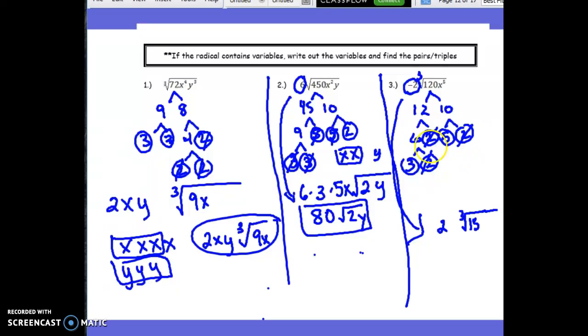Then I'm going to look at the variables. I've got 5 x's, so I've got to find how many triples. There's a triple, so that's x. And then I have 2 left over, so that would be x squared. Then I have to take the negative 2 and multiply by it. So at the end, this is going to become negative 4x times the cube root of 15x squared.